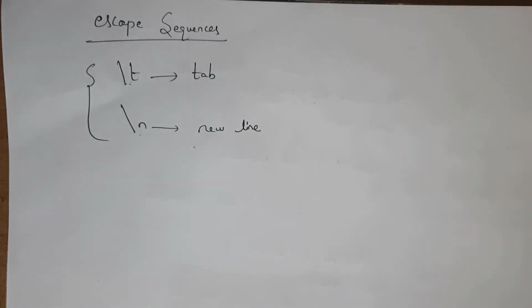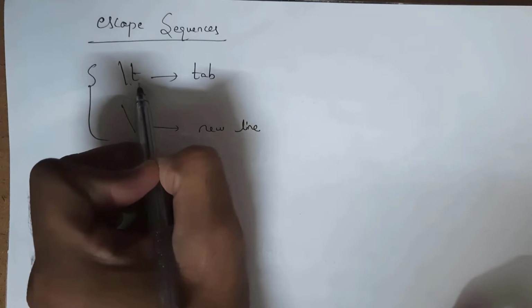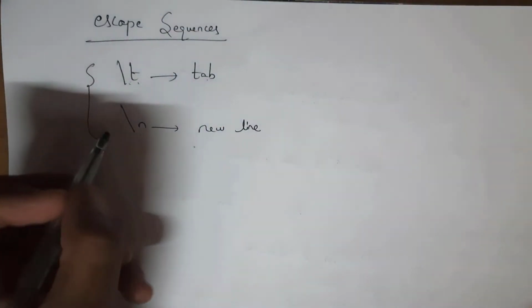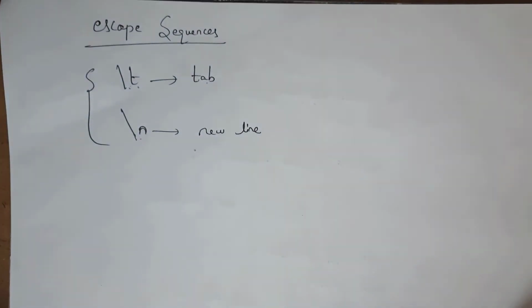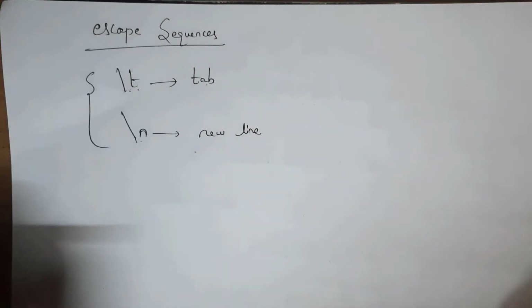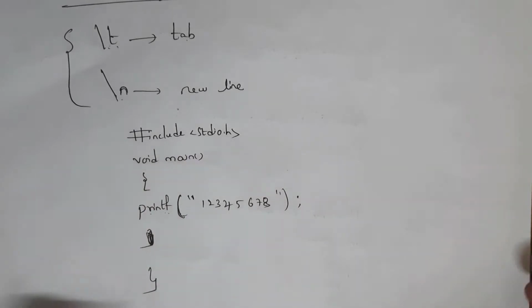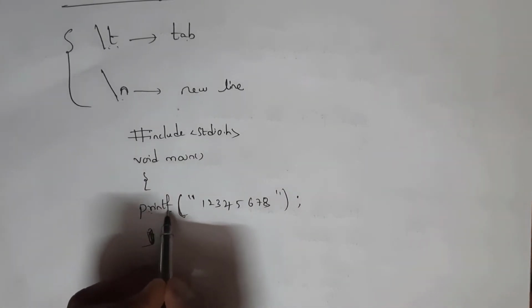There are two common escape sequences that we use in C. The first one is \t, where \t stands for horizontal tab, and the next one is \n, where n stands for new line. I will explain the use of these escape sequences by using a program. Guys, this is the program. Here I want to print numbers from 1 to 8. So I wrote here printf, where printf stands for print function.